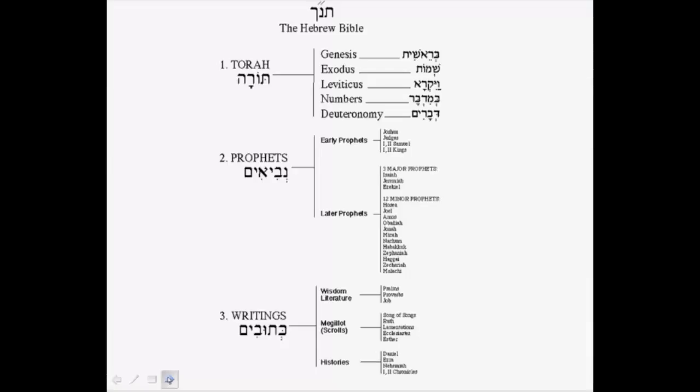outline of the Hebrew Bible with those same divisions: the Torah, the law, the prophets, and the writings. The Torah is made up of the first five books of the Hebrew Bible. Their names you see there in English, out of the Greek translation: Genesis, Exodus, Leviticus, Numbers, Deuteronomy, which Christians call the Pentateuch and Jewish people call the Torah. And again, that would be, for most Jewish groups today, the most important part of the Hebrew Bible.